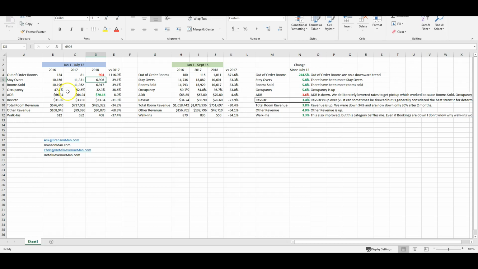Well, as we see, this was way up, but revenue was down, and I think we found out their rooms were priced too high during times of low demand. So we deliberately lowered the rate during times of low demand. So that was okay. It was on purpose.